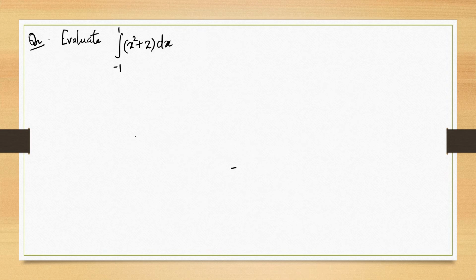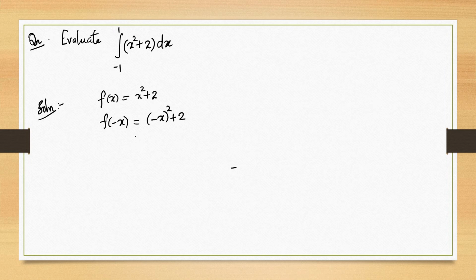Now let us solve a problem using the above theorem. Evaluate the integral from minus 1 to 1 of x square plus 2 dx. Here f(x) equal to x square plus 2. Now we will check whether f is even or odd. f(minus x) equal to (minus x) whole square plus 2, which is equal to x square plus 2, which is same as f(x). Therefore, f is an even function.